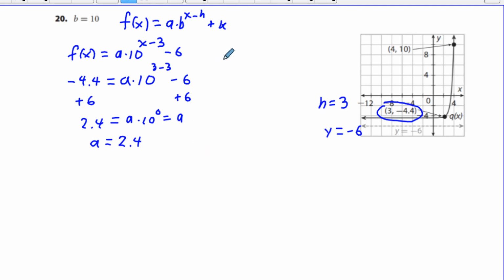Okay, so now our function, if it works out right, is f of x equals 2.4 times 10 to the power of x minus 3, minus 6. We're going to test it on that second point here in a minute. Now we're going to try out our second point, which is (4, 10). So I'm going to do that up here in red.